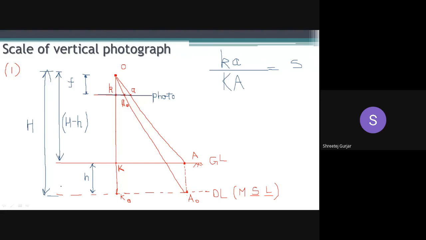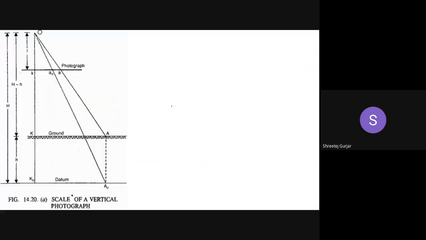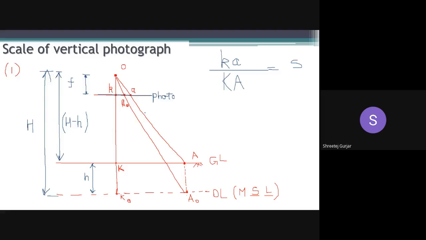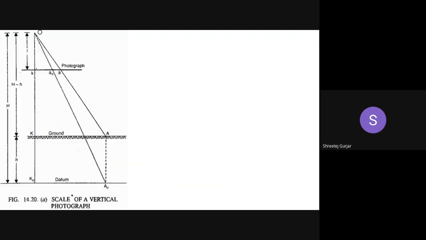Very good. This particular diagram is taken from the textbook, and whatever is seen in it is the same thing I have drawn here. It represents the derivation of the scale of a vertical photograph when the ground is level. You can see it is not sloping or varying. Now let us get into the derivation.